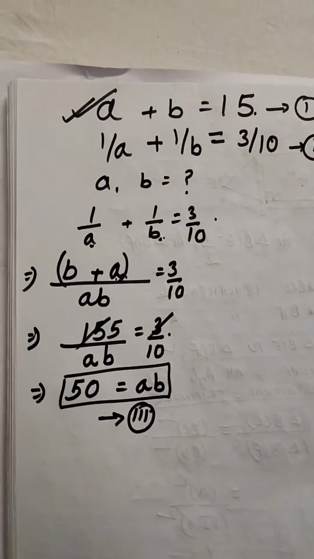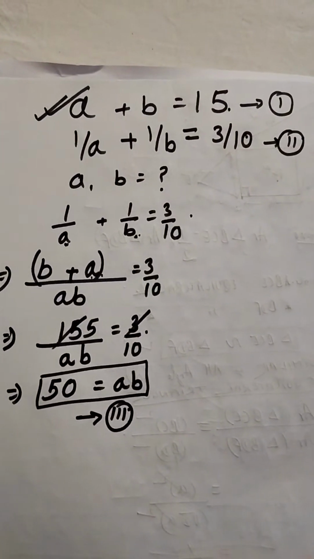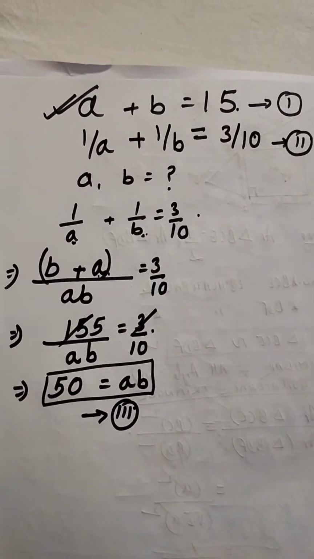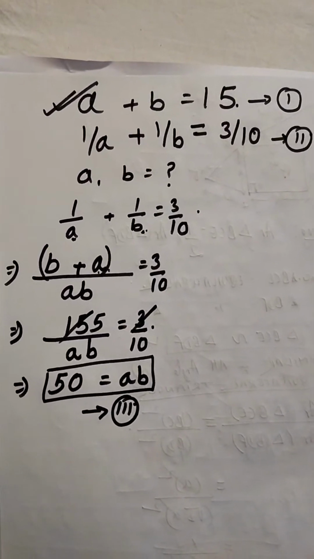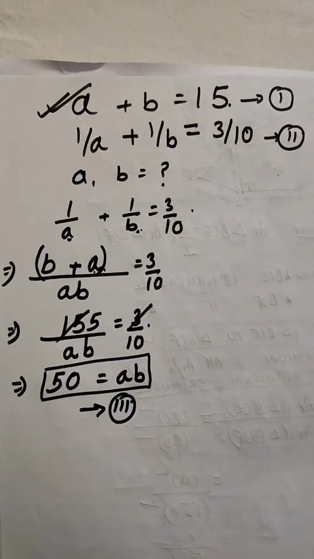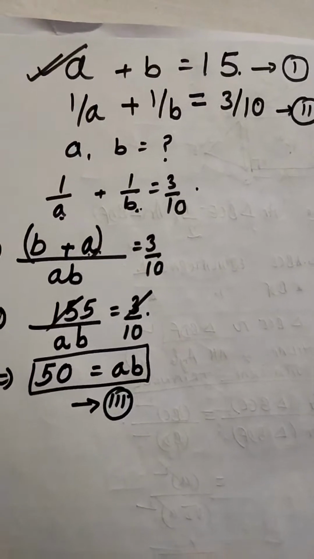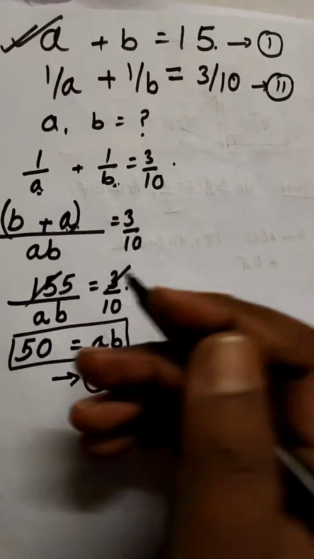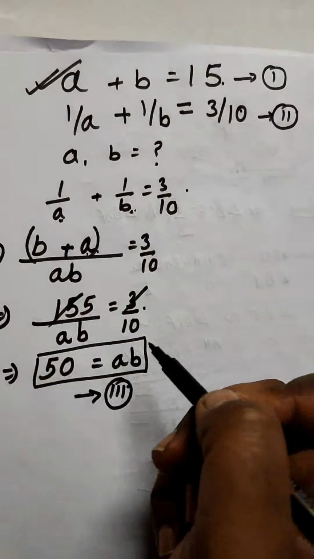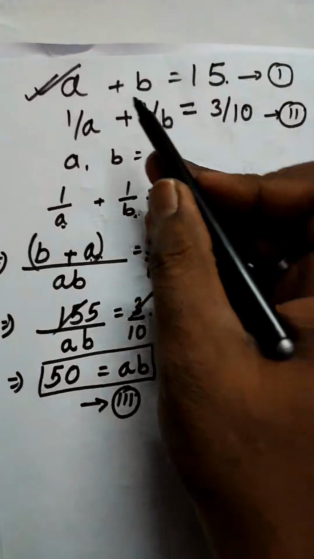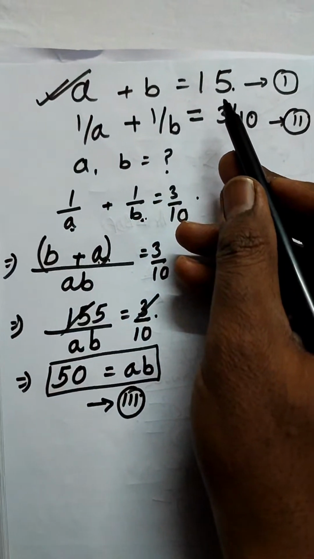So we are having two equations with us, a plus b equal to 15 and 1 by a plus 1 by b equal to 3 by 10. What we did, we have taken the second equation and just come to a conclusion that the second equation can be written as 50 equal to AB. What we did in between, we put up the value of a plus b as 15, right?